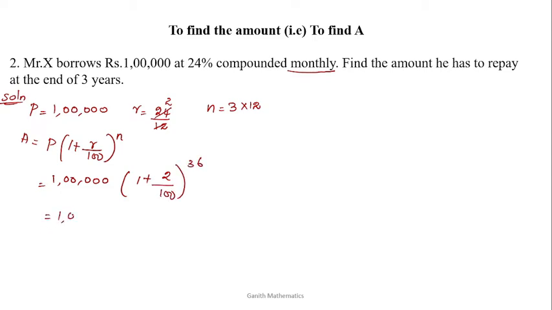So it will be 1 lakh into 1.02 the whole power 36. Because 1 into 100 will be 100 plus 2. So 102 divided by 100 will be 1.02. The whole power 36. That is equal to 263988.734 rupees. Okay. So this is the amount. We'll move to the next problem.